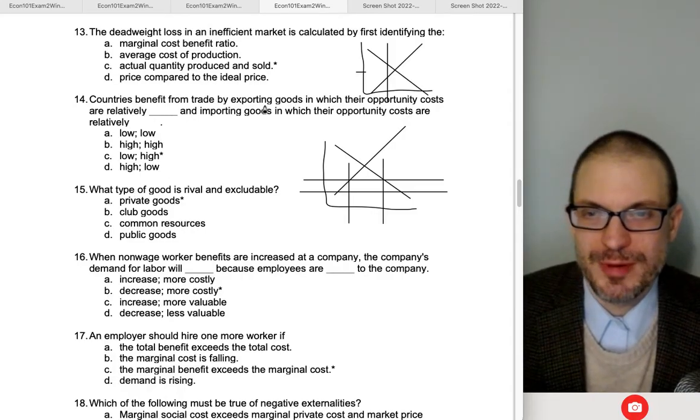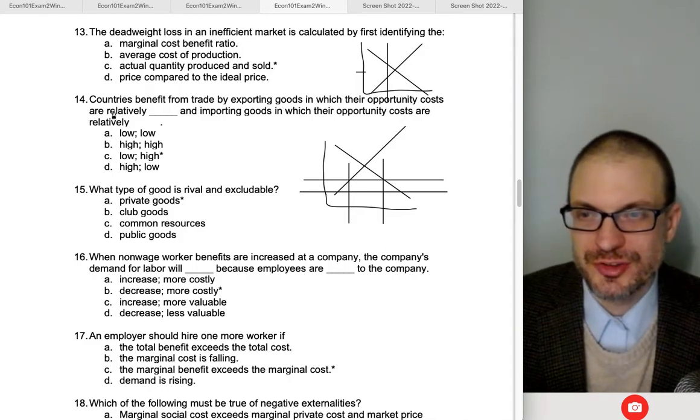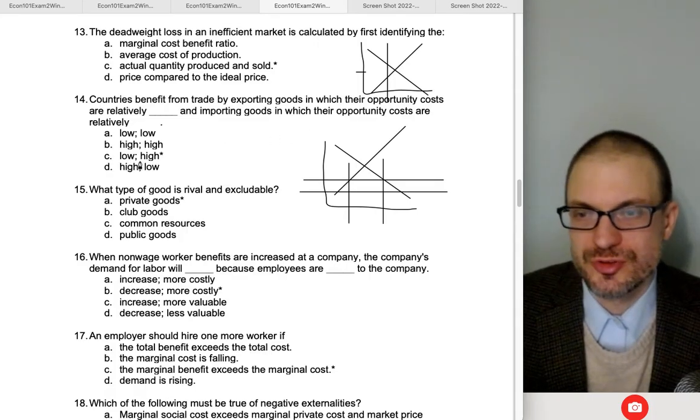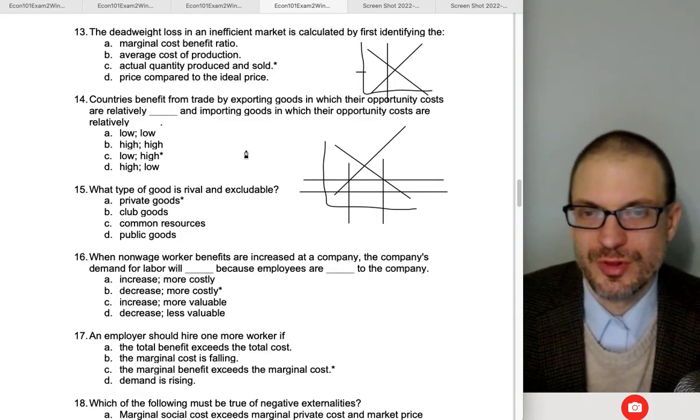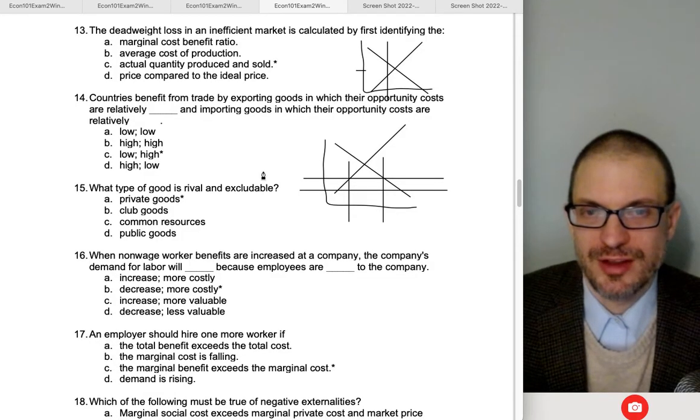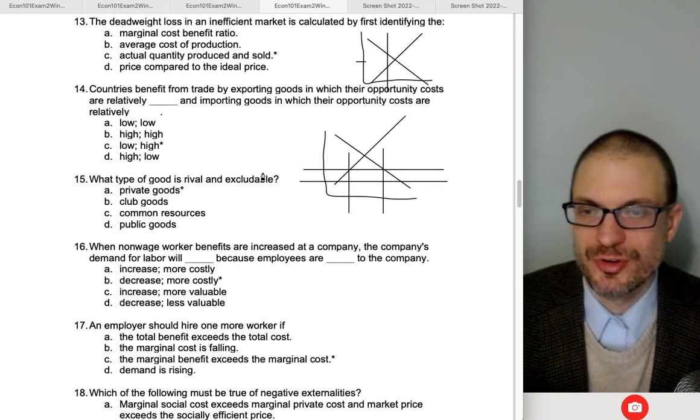Countries benefit from trade by exporting goods in which their opportunity costs are relatively low and importing goods in which their opportunity costs are relatively high. So that's almost true by definition, right? We're thinking about the link between comparative advantage and opportunity costs and then trade, imports and exports.